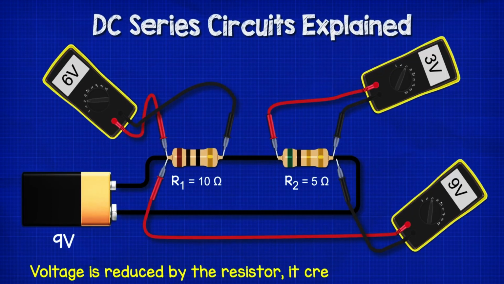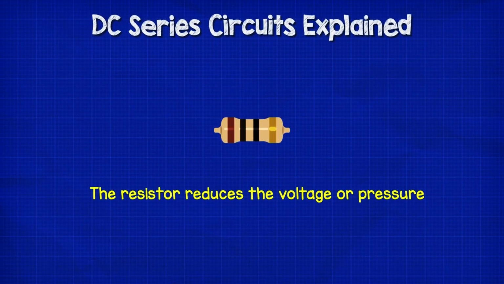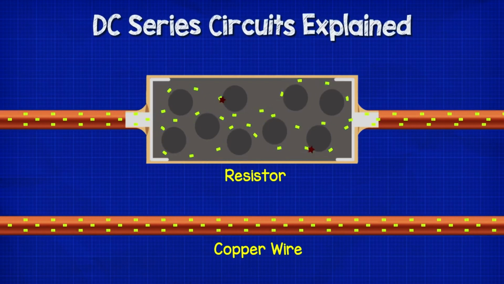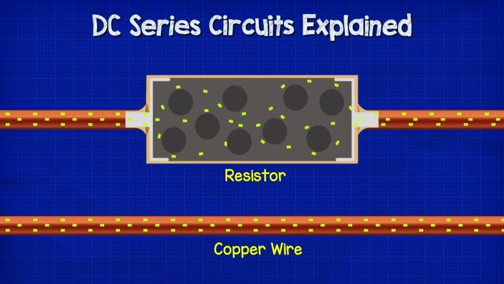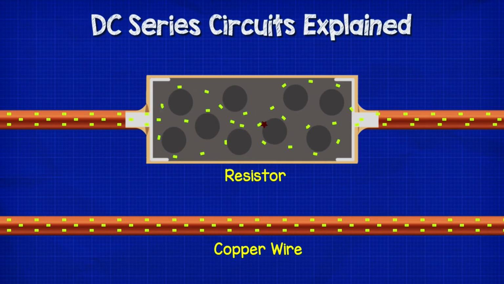This shows us that the voltage is reduced by each resistor, so the resistor creates a voltage drop. That's the purpose of the resistor, to reduce the voltage or the pressure. What's happening is the resistor creates a more difficult path for electrons to flow through, and as they flow through, they will collide with other electrons. This collision will convert the energy into heat. The same amount of electrons will enter and exit the resistor. They will just have less energy or pressure as there's been a voltage drop.